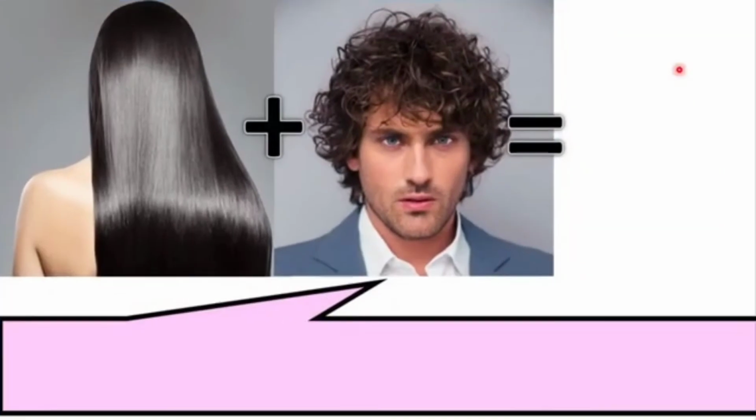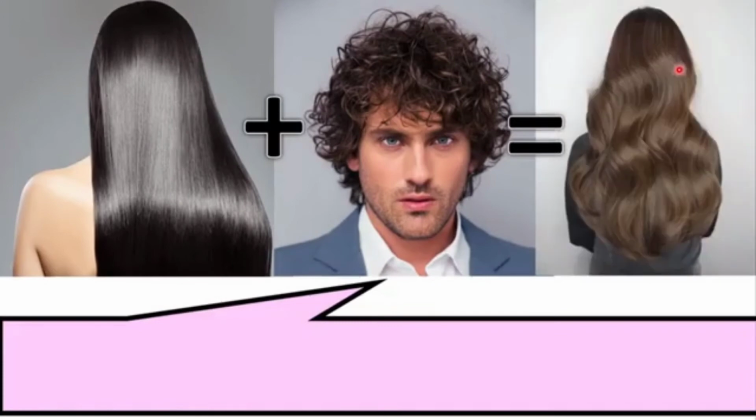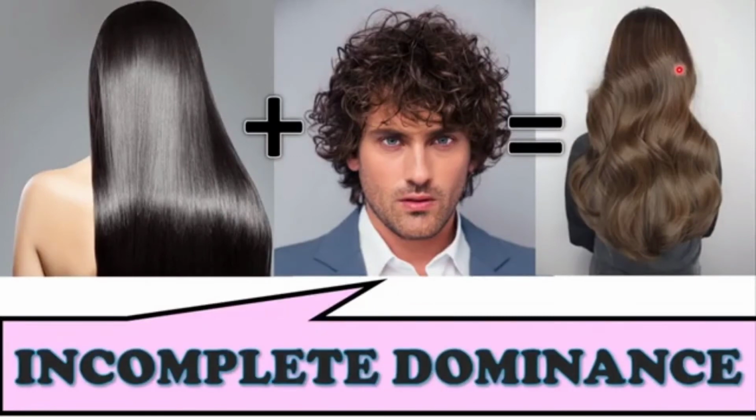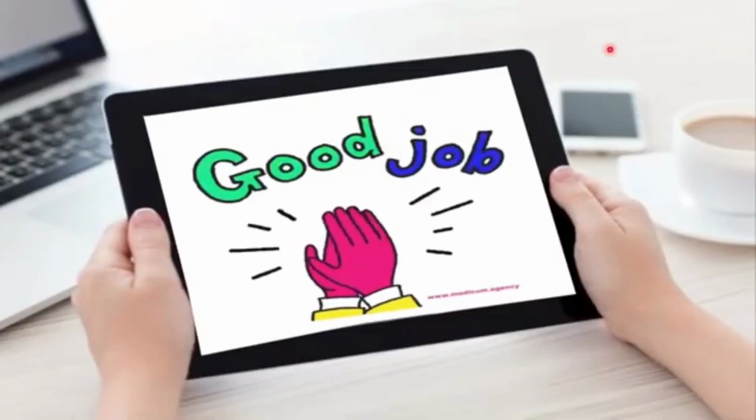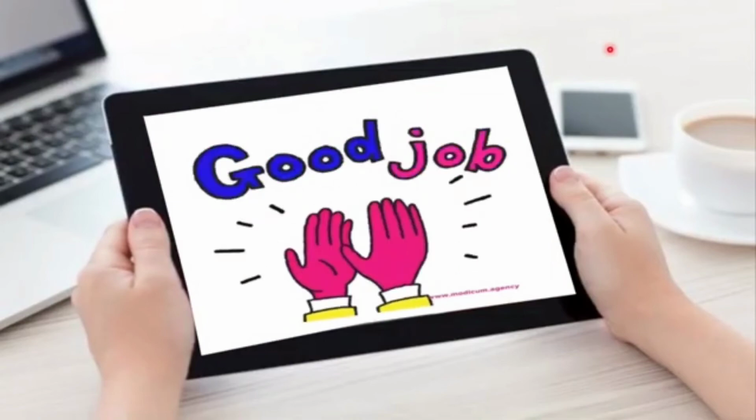Okay, next one. We have here straight hair and a curly hair. What do you think will be the result? We have wavy hair, and this is an example of incomplete dominance because we have a third phenotype or a new phenotype, which is wavy hair. Okay, good job. I know that you already know the difference between incomplete dominance and codominance.